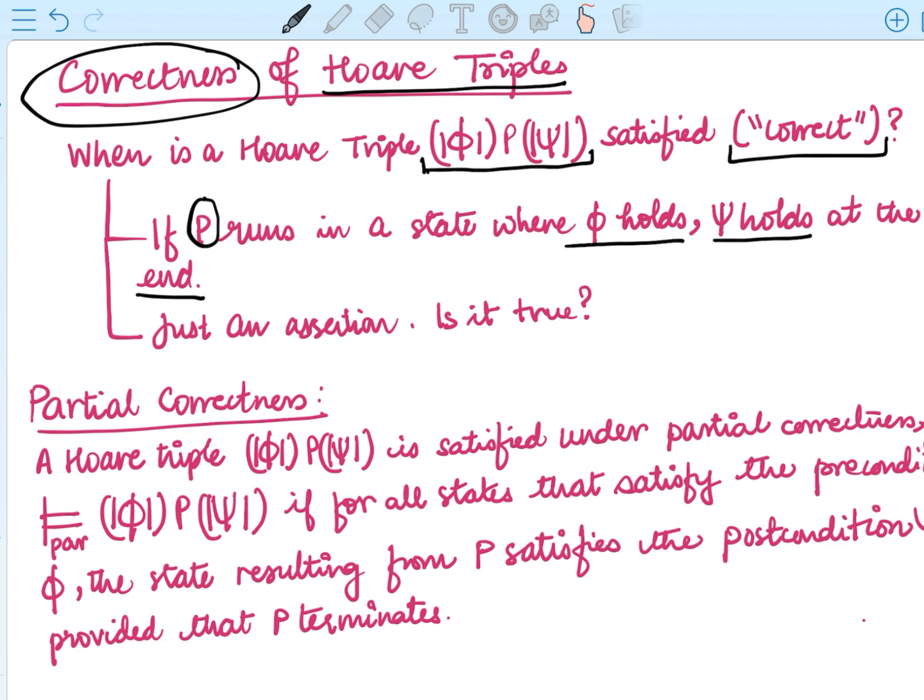Then, how do we check if we have guessed the right invariant? Suppose we use assertion, and a lot of times we'll be discussing this when we go to CBMC.